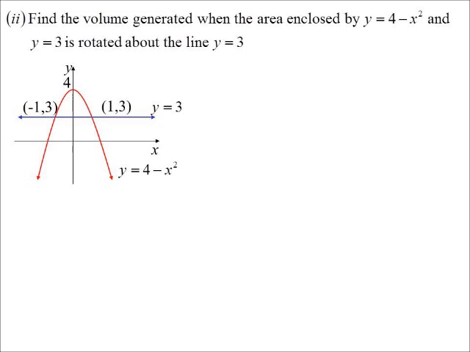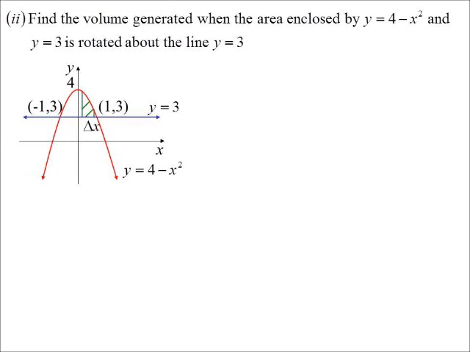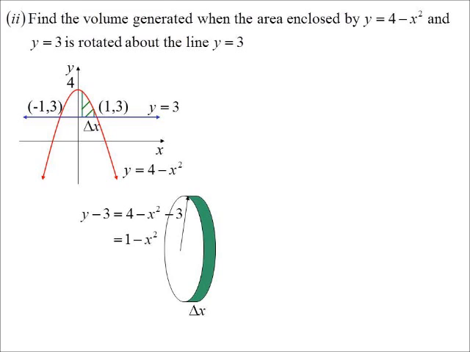I'm rotating around, so my slice will not go all the way to the x-axis. It'll stop at the axis of rotation, which is y equals 3. So if I was to rotate that, I'm still going to get a disc or a cylinder, if you like. But the radius will no longer be the y value. It'll be y minus 3, because I'm stopping at the line y equals 3. Well, I know the function for y is 4 minus x squared, so therefore the radius for this one is 1 minus x squared. So I'll subtract 3. Other than that, it's now the same.